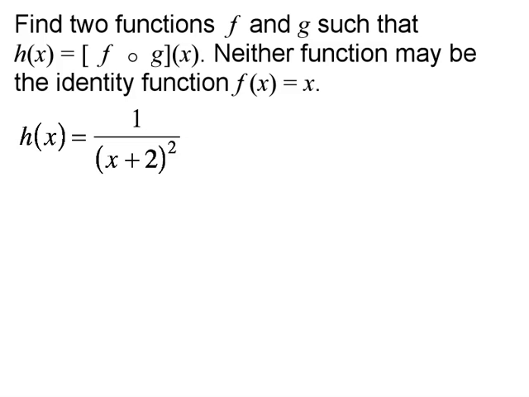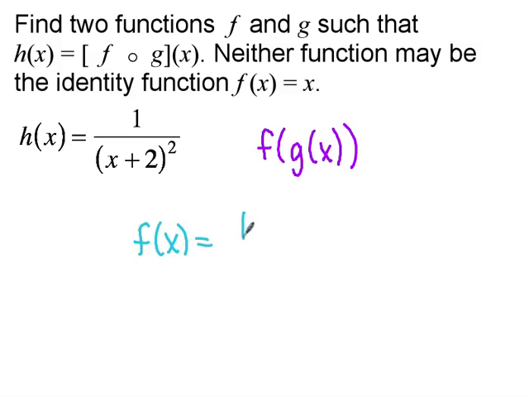I'm debating. Oh, this one. It says find two functions f and g such that the composite f of g of x equals h of x. Neither function may be the identity function. So basically what we're doing is we're saying what two functions, if I compose them, will give me this. Okay? So I know it's got to be f of g of x. So the outer function has to be what you see in the big picture. So I'm going to tell you right now, the outer function, f of x, has to be 1 over x squared.